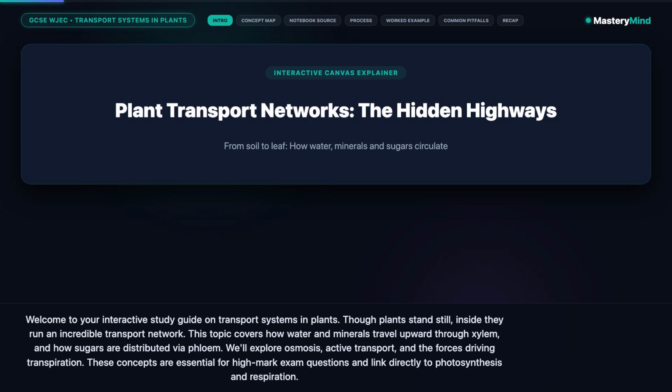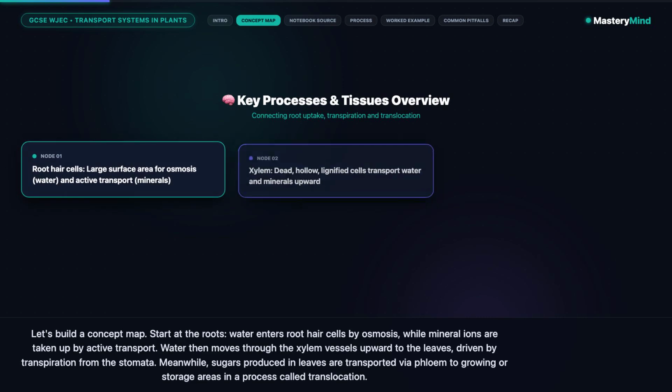We'll explore osmosis, active transport, and the forces driving transpiration. These concepts are essential for high-mark exam questions and link directly to photosynthesis and respiration. Let's build a concept map.